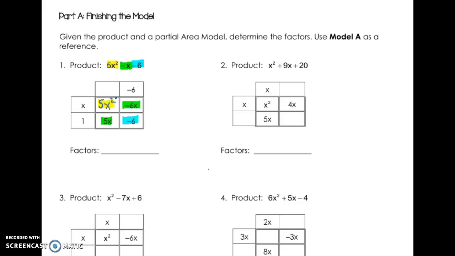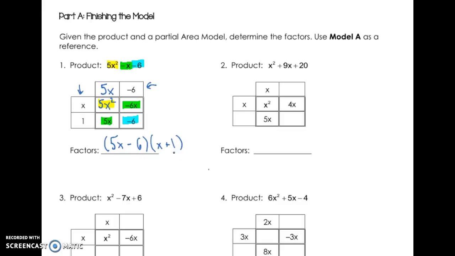Essentially, if I start with x, this guy right here, and I end with 5x squared, what has to go in this spot? The only way to get from an x to a 5x squared is to multiply by 5x. At this point, we're actually done. We have our factors, everything's in place. This first row and this first column are our factors: 5x minus 6 and x plus 1.